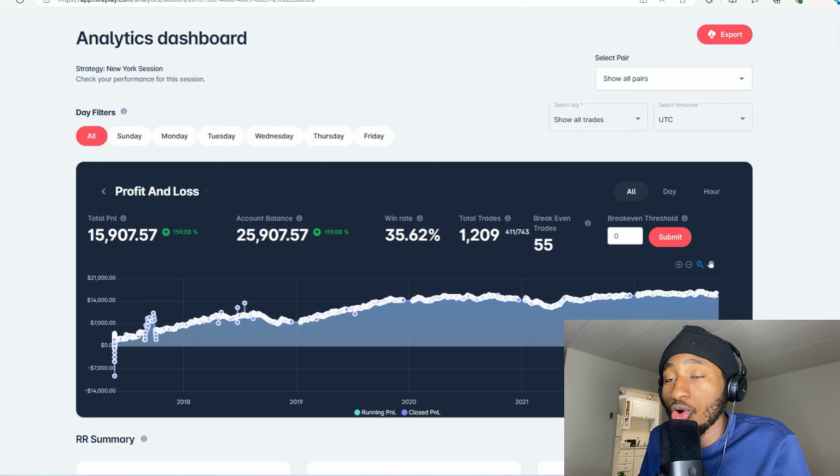Then you can go on your live account and test it there, not to see if it's profitable, because it's already been backtested and you know it's already profitable. What you want to see is how it performs during the live market and how you're going to perform. How are you going to control your emotion? How are you going to manage your emotion with this strategy, right?